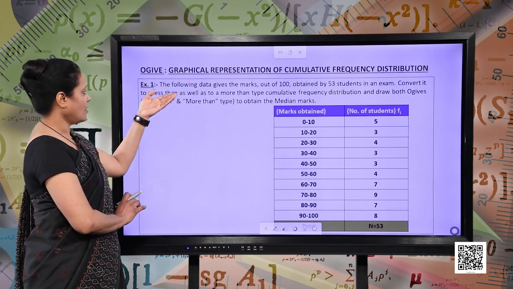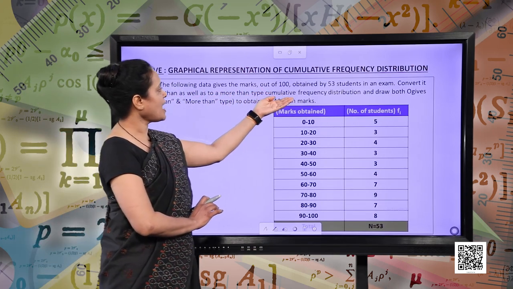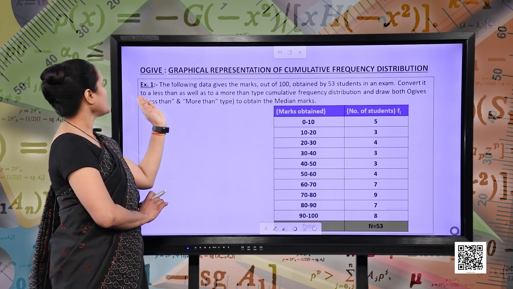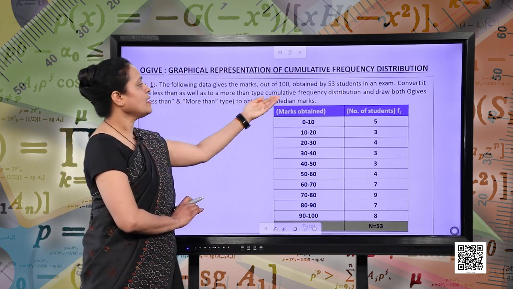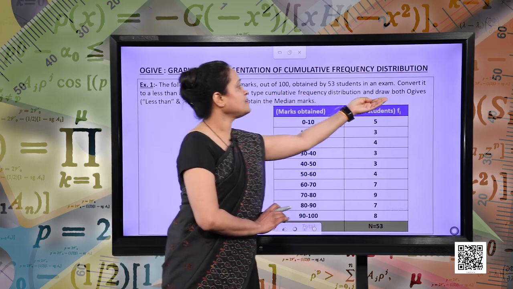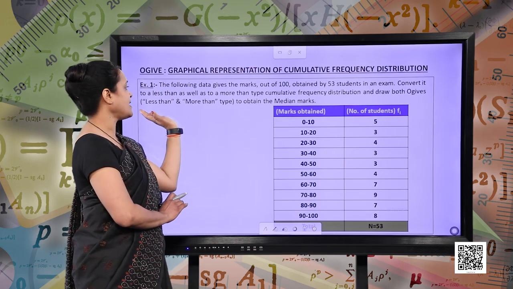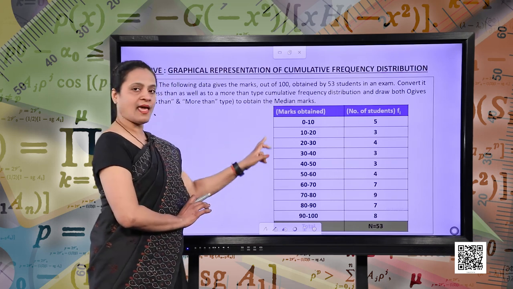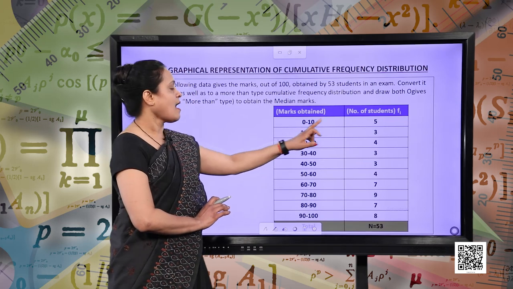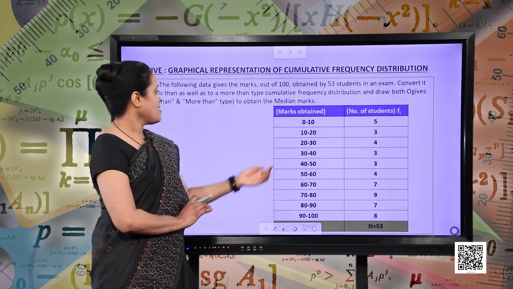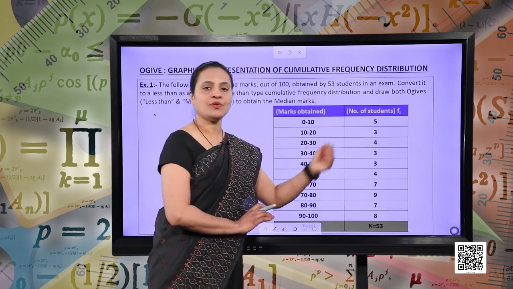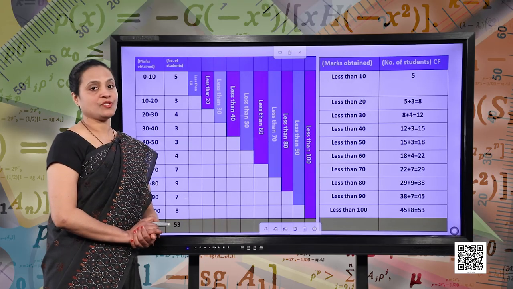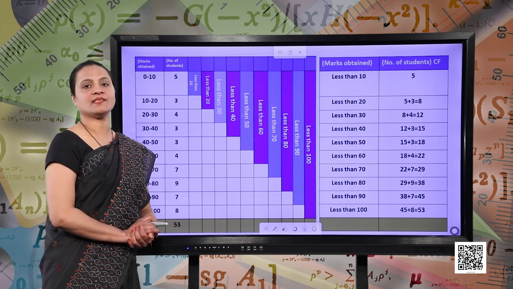The example says the following data gives the marks out of 100 obtained by 53 students in an exam. Convert it to a less than as well as to a more than type cumulative frequency distribution and draw both ogives, that is less than type as well as more than type, to obtain the median marks. The data says marks from 0 to 10 are obtained by 5 students, 10 to 20, 3 students, and so on. So we are going to convert this distribution into less than type cumulative frequency distribution.